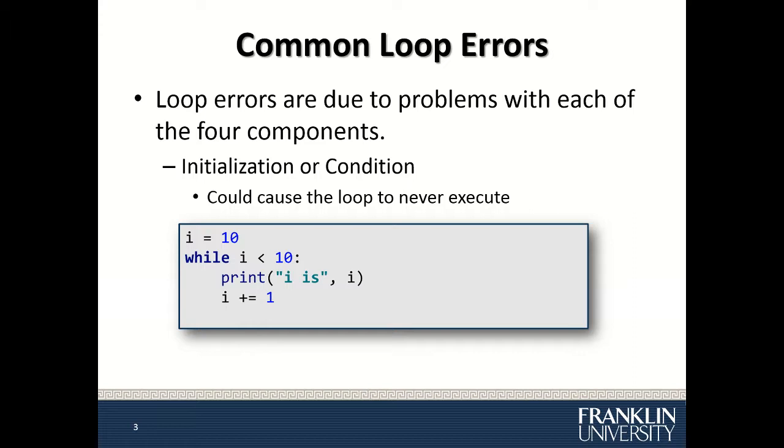If i equals 10 and i less than 10, is the condition here true or false? While 10 less than 10 is false. What that means is this loop never gets executed because the condition is false initially.